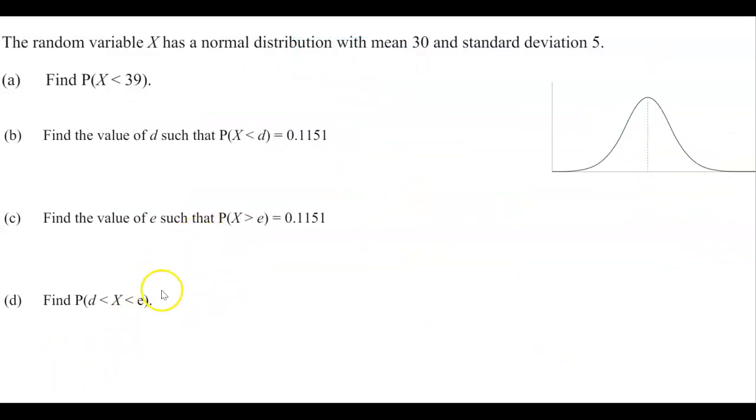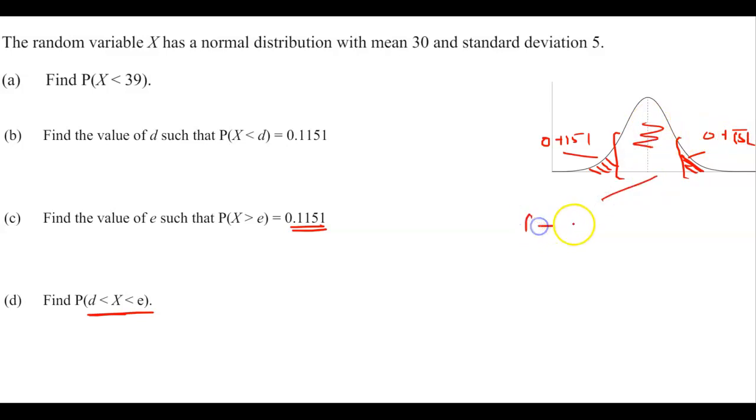All right. Part E is also something we can do quite quickly, because we know the value of D. Even if you don't know the value of D and E, we can answer this because you have been given this area over here. We know that this area is 0.1151, and this area over here is also 0.1151. So we are looking for the middle area. How do you find the middle area? It's just 1 minus 2 multiplied by 0.1151.